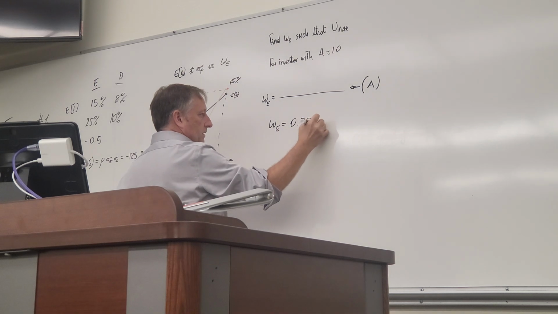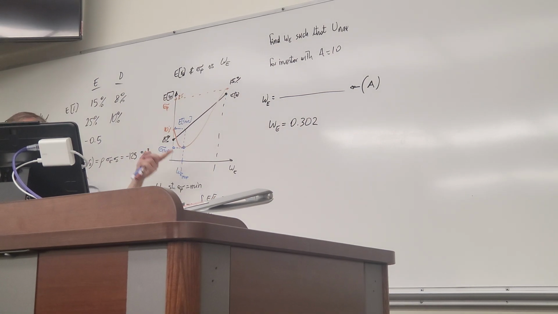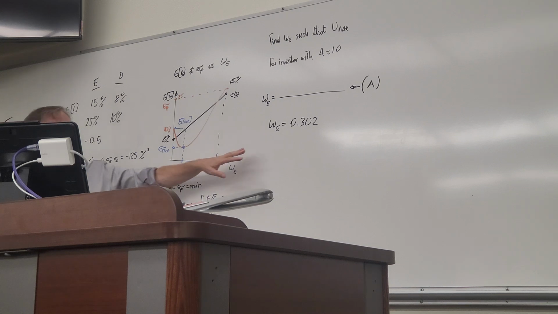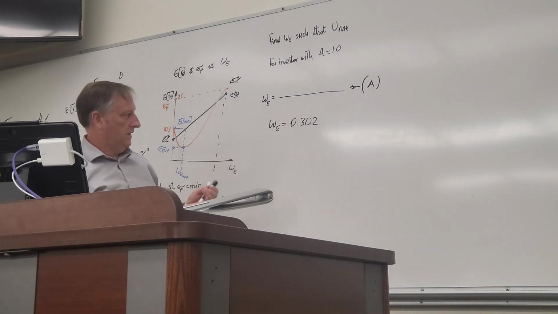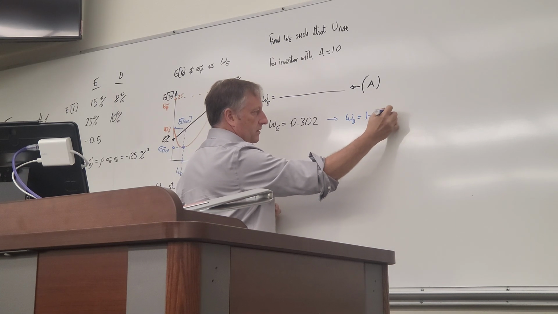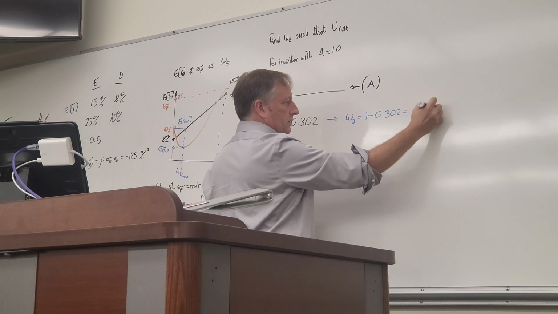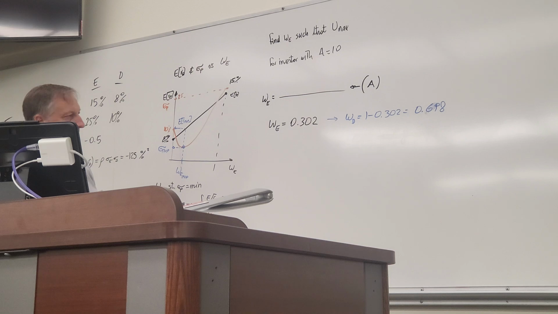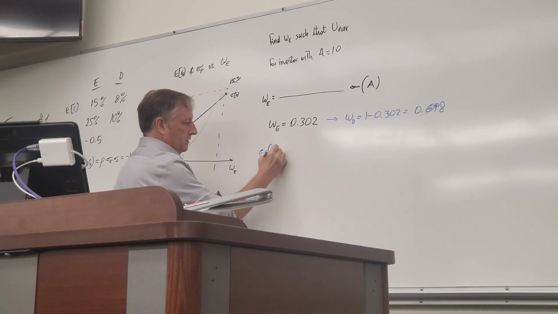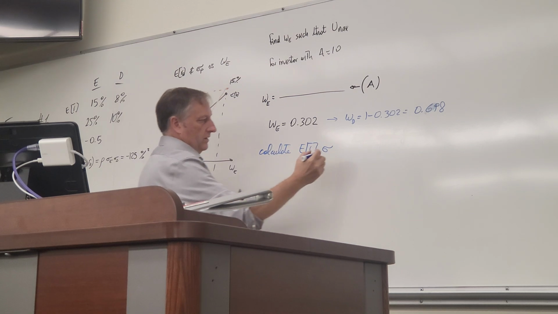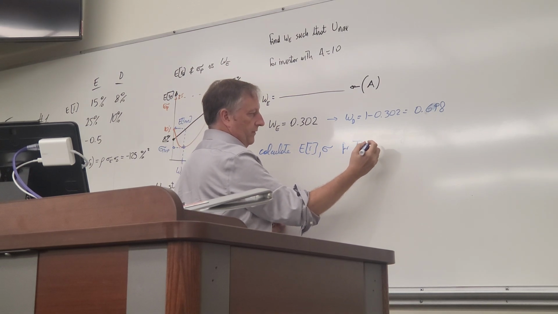0.302. So what does it mean? 30%. This guy has to invest 30% in equity and roughly 70% in debt. So once we found this number, and implicitly we found the weight of debt, we calculated the expected return and risk for the optimal portfolio for the investor.